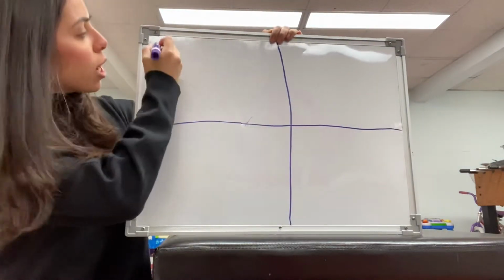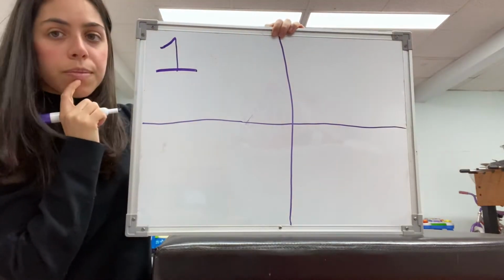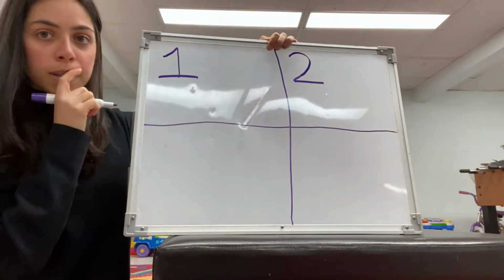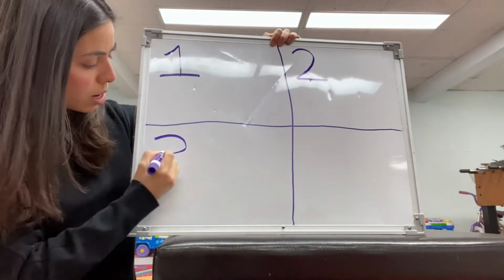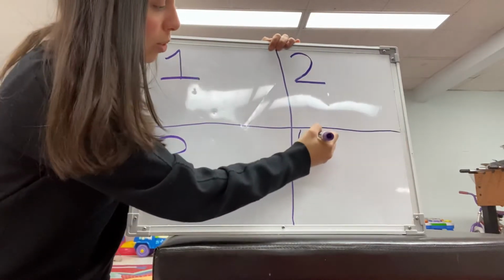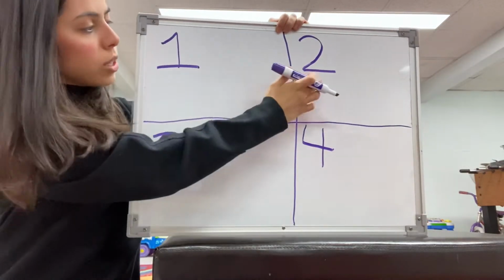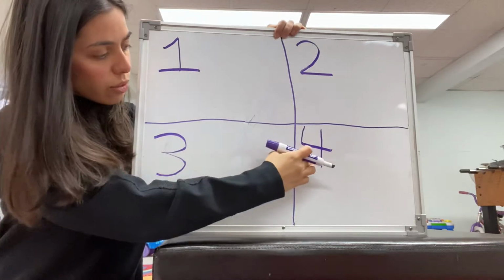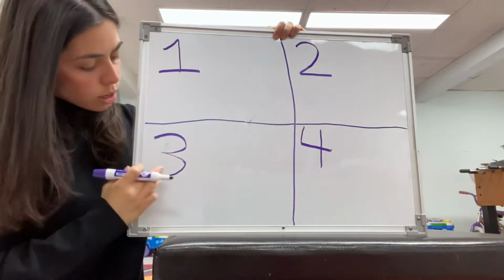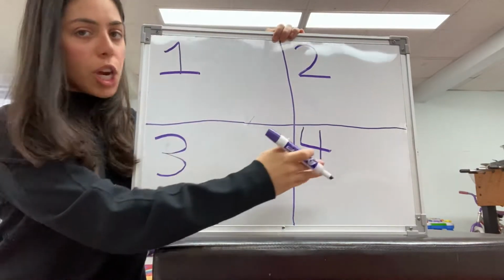Ready? We're going to start with number 1. And then we're going to write number 2. And then we're going to write number 3. And then we're going to write number 4. So I wrote the numbers in order. 1, 2, 3, 4. Right? Again. 1, 2, 3, 4. Now, let's go backwards, okay? We're going to start with 4.